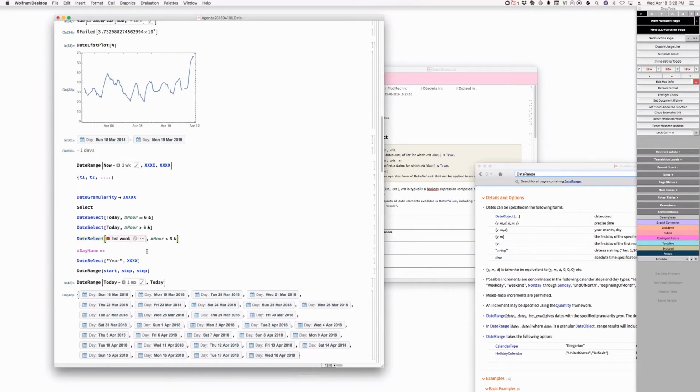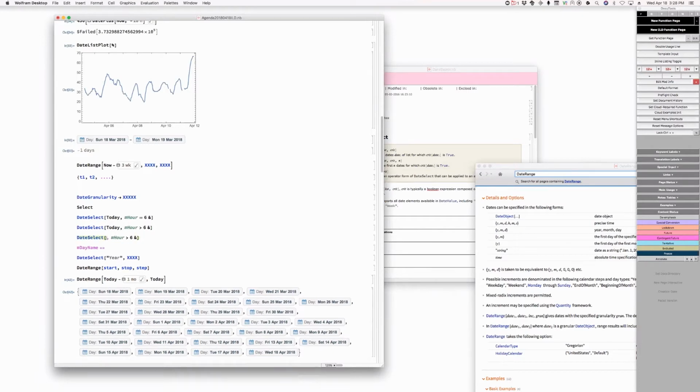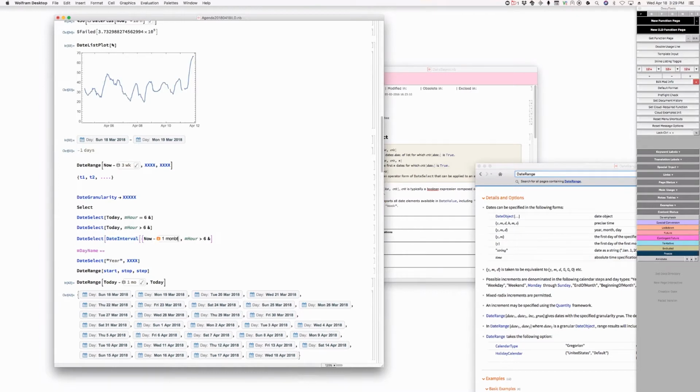Well, okay, those are bugs. I don't understand why that didn't work. But okay, the selection there would be, I could say date interval of now minus 1 month to now, for example. And then what I would expect to get back here is the date intervals corresponding to after 6 a.m. each day, right?